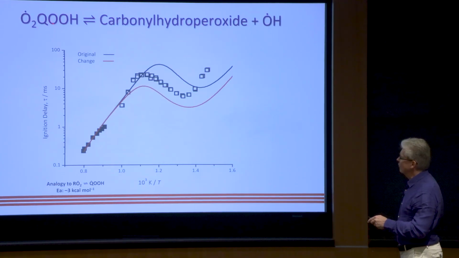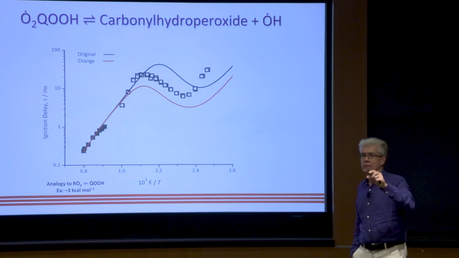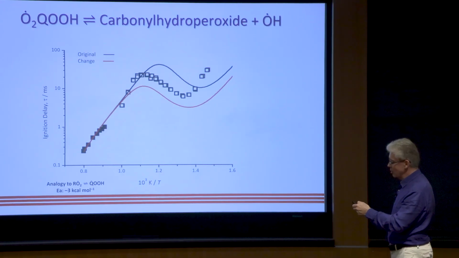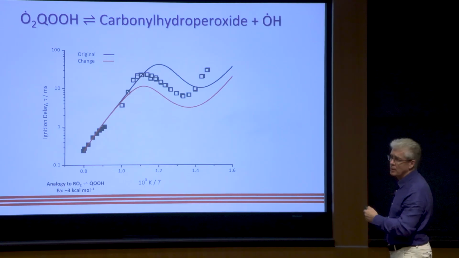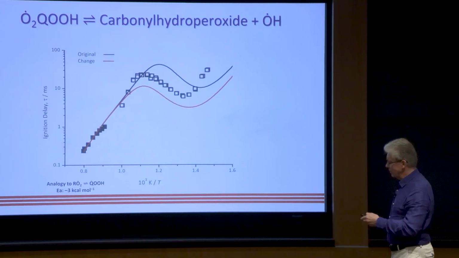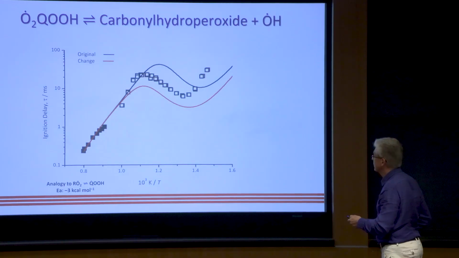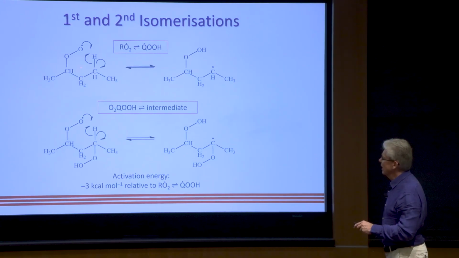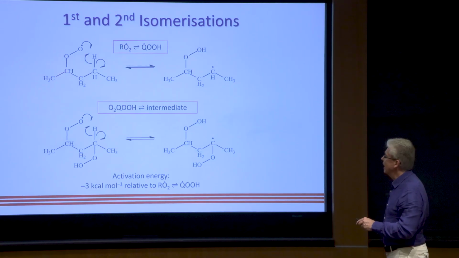So we have RO2 giving us QOH, and now we have a second isomerization, which is analogous, which is O2QOH giving us a carbonyl hydroperoxide plus OH. So what I'm talking about here is this. Here, this is the RO2. So 1, 2, 3, 4, 5, 2-pentyl radical. It adds to O2, you get 2-pentyl peroxy, and that can isomerize to give this hydroperoxy alkyl radical, right?